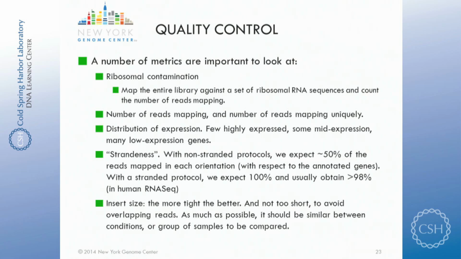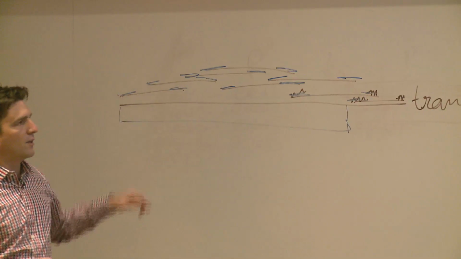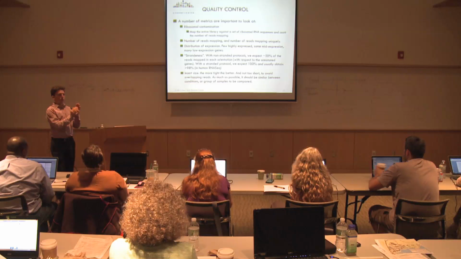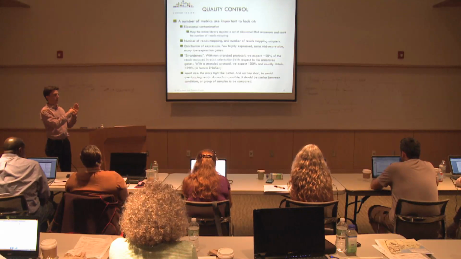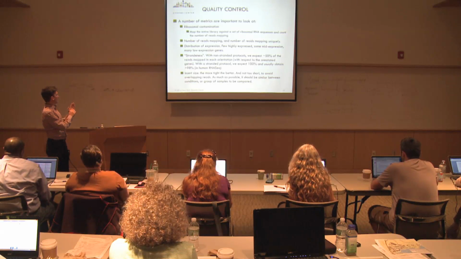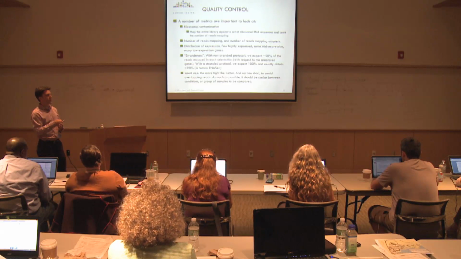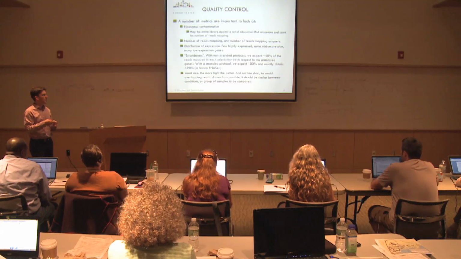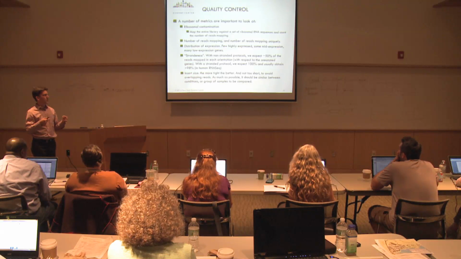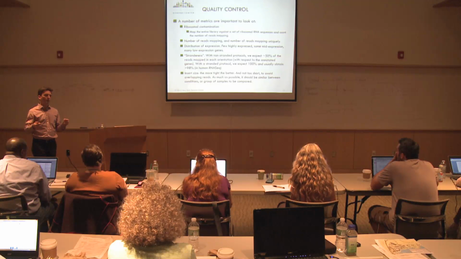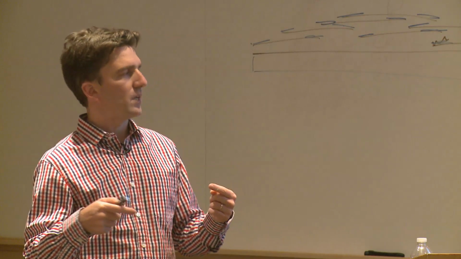Okay? And the insert size, so that's this one here. So the difference between the extremity of read 1 and read 2. And you want a tight distribution, okay? You want all the fragments to be around the same size. And you don't want it to be too short, in order to avoid overlapping reads. And between conditions or between the groups of samples that you want to compare, you want as much as possible to have a similar insert size distribution.